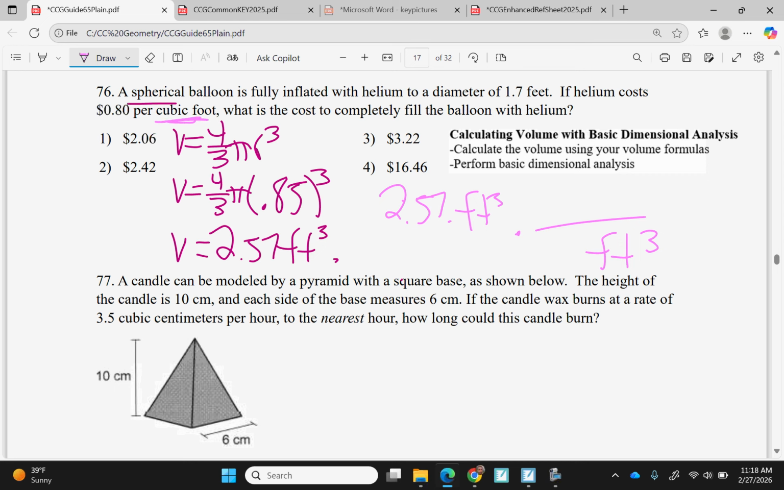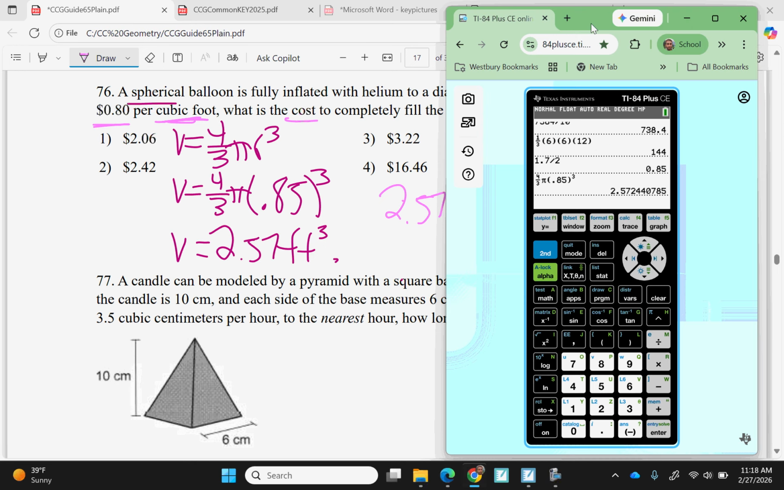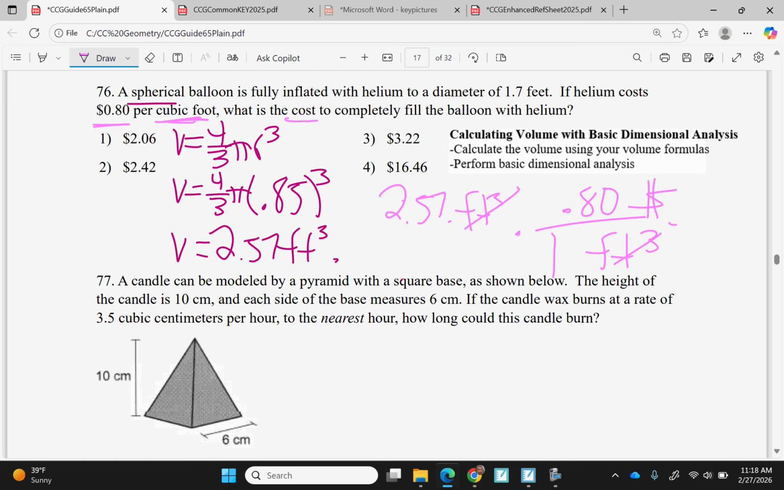There it is. I'm changing it into money. Units first. 0.80 goes with the money. It says per cubic foot, so that's 1 cubic foot. The cubic feet cancel. I have money. I'm asked for money. They're both on top, so I'm just multiplying by 0.80, and I get 2.06. With money, if it doesn't specify otherwise, round to 2 decimal places, the nearest cent.